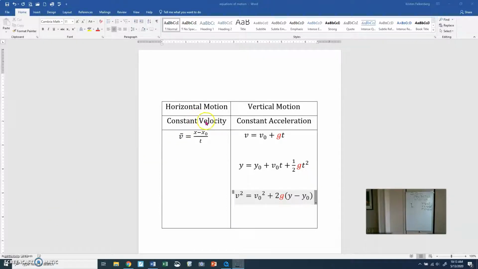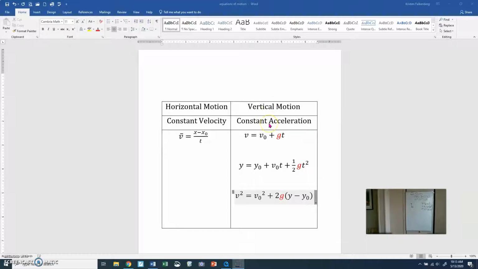horizontal motion was a constant velocity scenario where we had velocity equals change in position over time. There was no net force as the object moves horizontally. Now there might be some wind resistance, but we're going to call it negligible. And it really turned out negligible on the video. So cool. And that was a tennis ball outdoors.